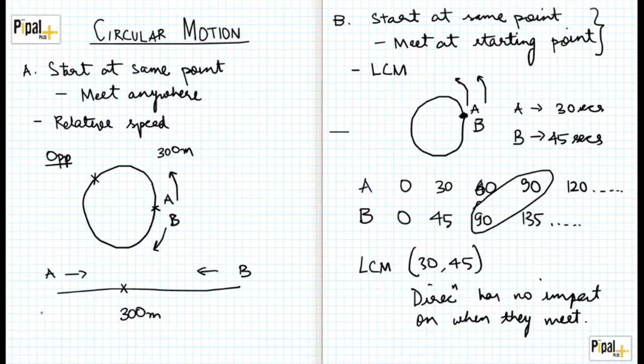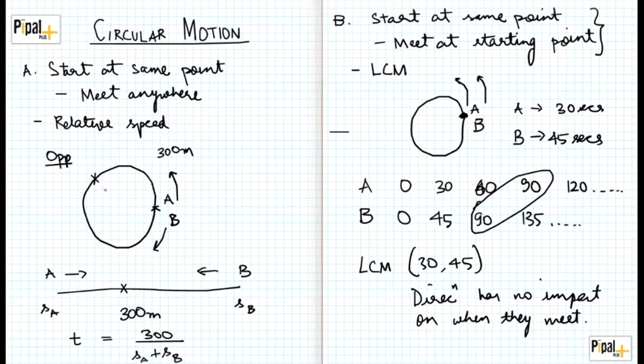We take the speed of A as SA, we take the speed of B as SB, and just as the basic concepts of relative speed define, the time taken for both A and B to meet at this point or this point will be distance divided by the sum of their speeds, because this is relative speed. Their speeds are added because they're moving in opposite directions. So this is the amount of time that A and B will take to meet anywhere on the circumference for the first time.